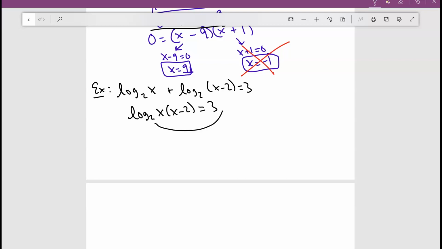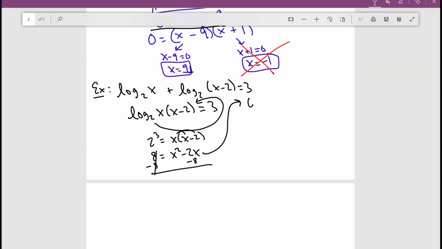Then I'm going to go ahead and circle around. So I'm going to have 2 cubed equals x times x minus 2. 2 cubed is going to give me 8. I'm going to distribute this out. X squared minus 2x. So now I'm going to minus the 8 to the other side so that I have all of that. So 0 is equal to x squared minus 2x minus 8.